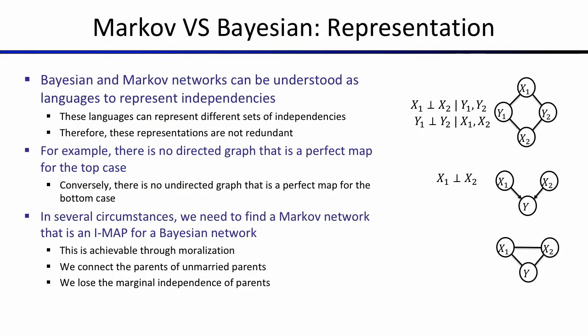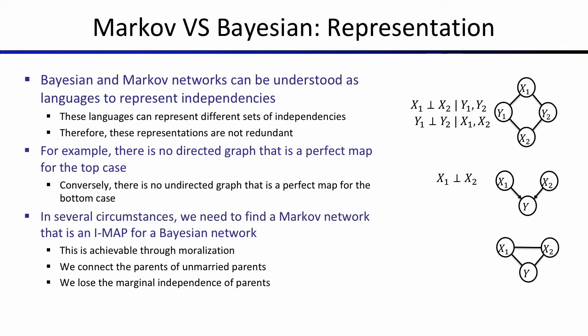So we can understand the Markov and the Bayesian networks as a sort of languages to represent the dependencies in probability distributions. And it's interesting to note that those languages can represent different sets of independencies, so they are not redundant with each other. It would be very uninteresting if that was the case, because we could just use a Markov network or a Bayesian network. It wouldn't matter which model we decide to use because both models would be able to represent the same independencies.